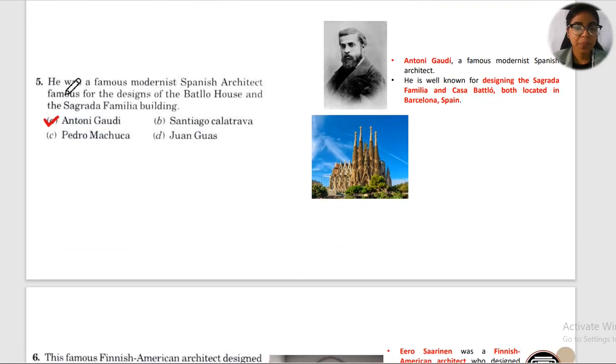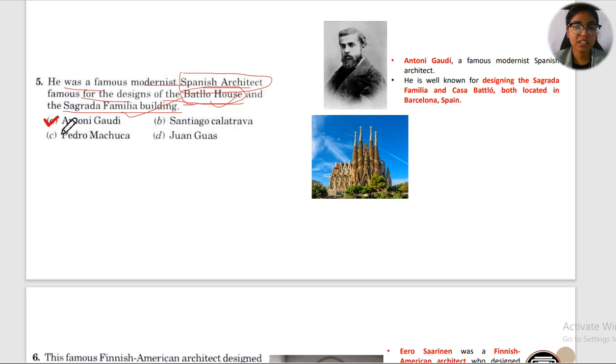Next we have, he was a famous modernist Spanish architect famous for the design of the Bartolo House and Sagrada Familia building. So two buildings have been given to you, and the clue given to you is that he is a Spanish architect. The first one of his works is Bartolo House, the second one is Sagrada Familia building. And you have to find out the name of the architect who has been involved in these two buildings.